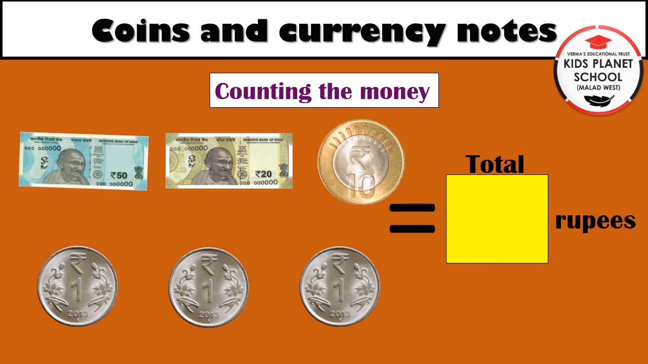Next, 50 rupee plus 20 rupee is 70 rupees. 70 rupees plus 10 rupee is 80 rupees. 80 rupees plus 1 rupee is 81 rupees. 81 rupees plus 1 rupee is 82 rupees. 82 rupees plus 1 rupee is 83 rupees. So here the total is 83 rupees.